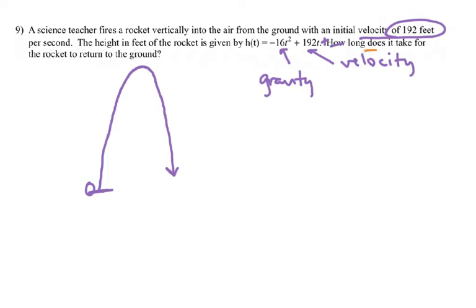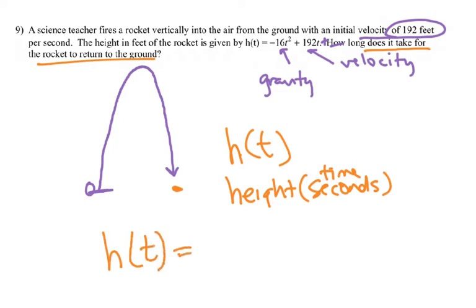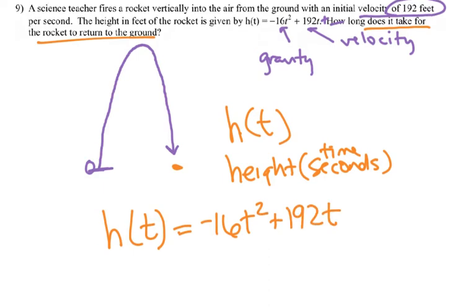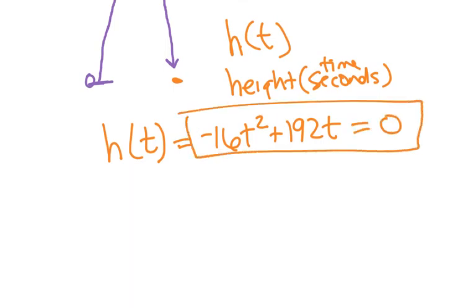So the question: how long does it take for it to return to the ground? So how many seconds? Okay, so h of t means the height at a certain amount of time, so time in seconds. And so that's why we use functions, because the height at any particular given time is equal to negative 16t squared plus 192t, and then plus 0 if you care about that. Now I want to know when it is going to return to the ground. So what I want to do is set that equal to 0, and this is what I'm going to solve.